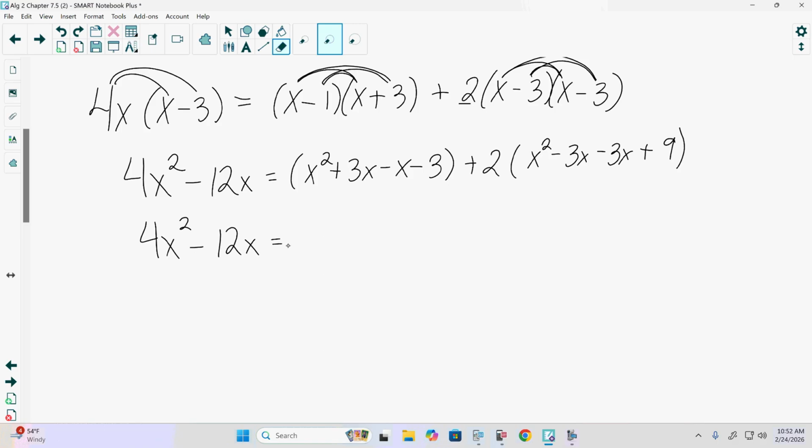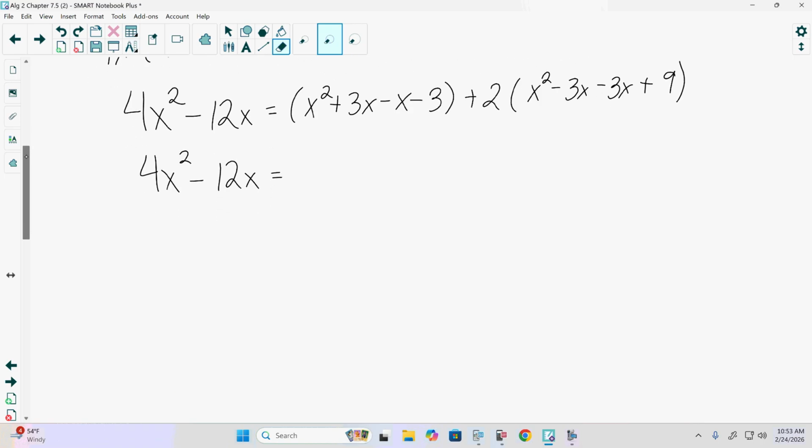Now the left-hand side, the 4x squared minus 12x. 4x squared and 12x aren't like terms, so we can't combine. It's pretty much going to stay that way until we finish simplifying the right-hand side. Now on the right-hand side, in this first set of parentheses, our 3x minus x is going to be plus 2x minus 3. Now we can leave the parentheses there, but because there's no number or sign in front of it, we don't need it because it's still going to be positive x squared, positive 2x, and negative 3.